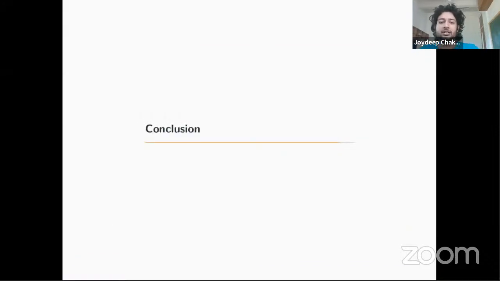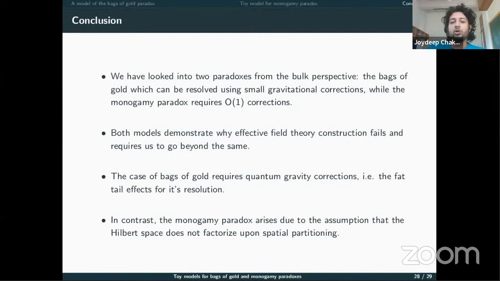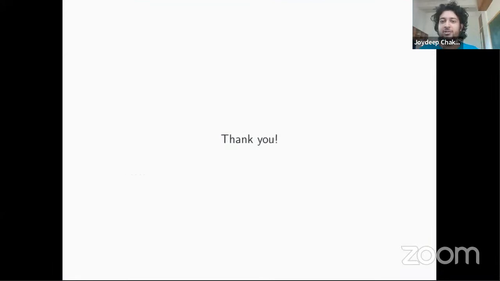So what is the conclusion of our talk? In our talk, we have looked into two paradoxes from the bulk perspective: the bags of gold paradox, which can be resolved using small gravitational corrections, while the monogamy paradox requires order 1 corrections. Both models demonstrate why effective field theory construction fails to a certain extent and requires us to go beyond it. The case of bags of gold requires quantum gravity corrections, that is, the tail effects, for its resolution. In contrast, the monogamy paradox arises due to the assumption that the Hilbert space factorizes upon spatial partitioning. So, thank you for listening.